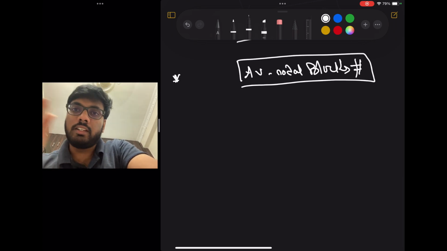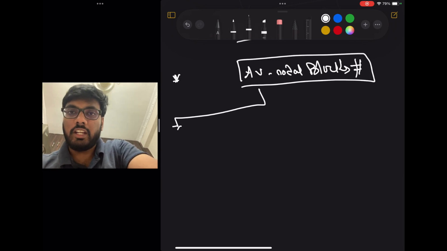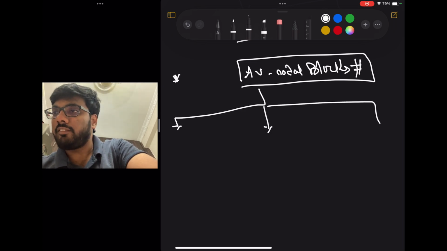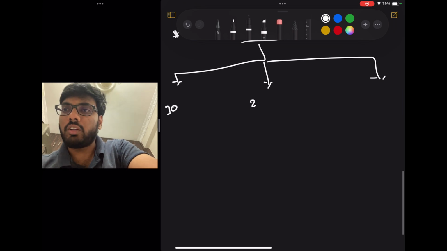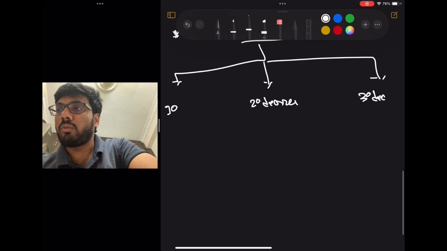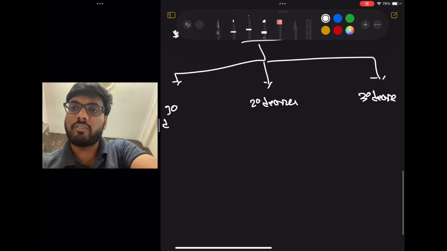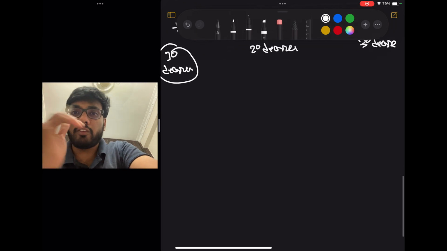There are actually three types, right? We have first degree AV nodal block, then second degree, then third degree AV nodal block. Okay, just understand the concept first, then I will discuss the approach as well. So what is the first degree AV nodal block?